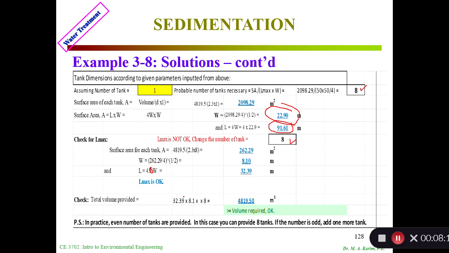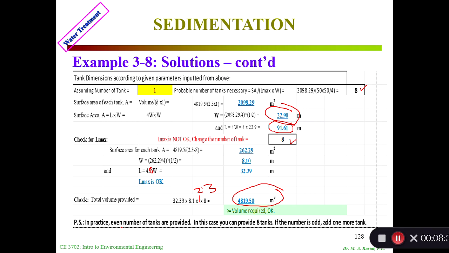Okay, the volume provided would be the length, width, and the depth, and the number of tanks, right? So this is length, width, and depth. It didn't show up here. It would be 2.3. It's not showing up over here, but the total would be the same, so it is okay.